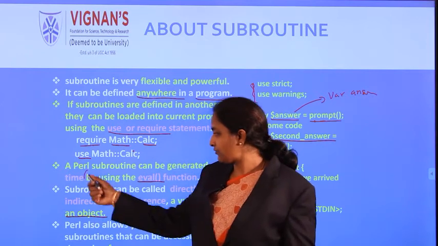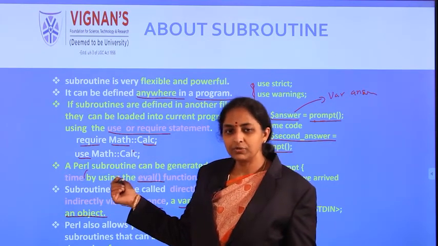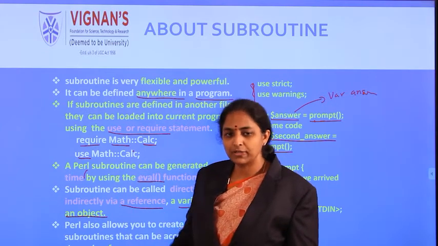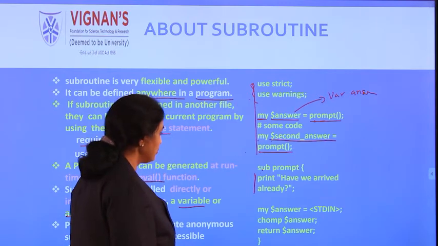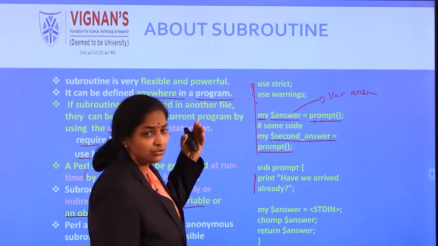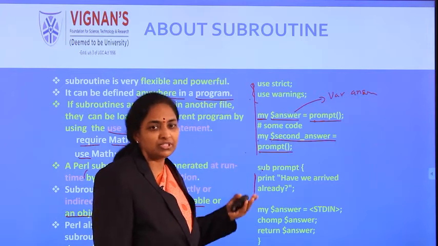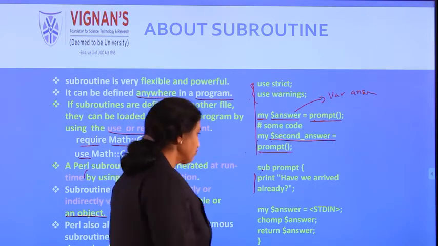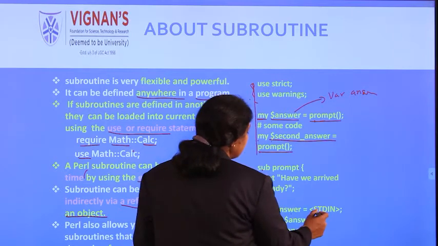We have that flexibility in Perl, whereas in C you don't find such flexibility. We have a lot of flexibility with Perl. You can use it anywhere: you can define first and call later, or call first and define later. Now coming to this, again you see my answer STDIN.